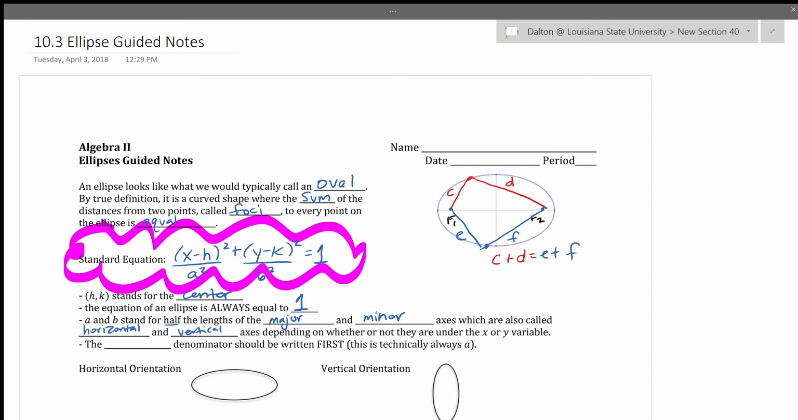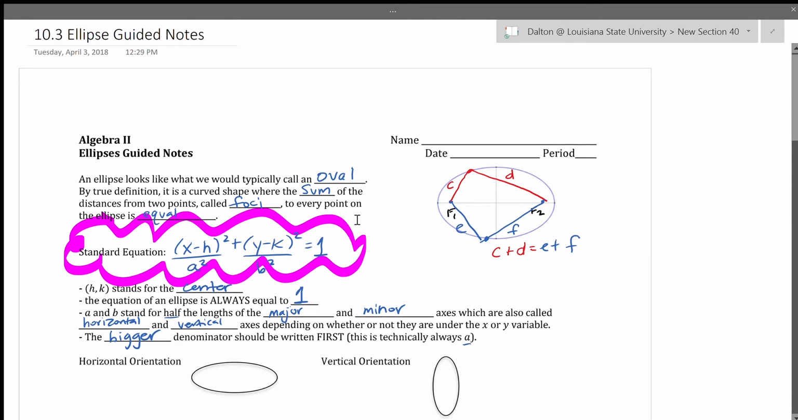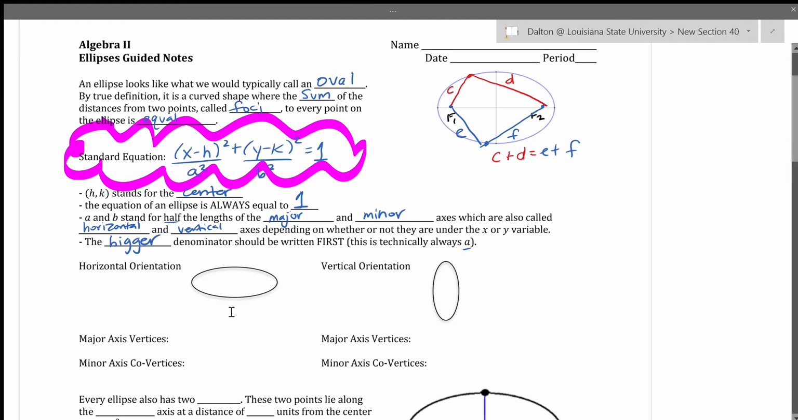Okay. Lastly, one of the most important pieces is that the bigger denominator, so a squared or b squared, should always be written first, and it's always going to be a that is first. So whatever number is bigger is first, and you'll see the difference in the two. As you could probably guess, we could have different orientations of an ellipse, and it doesn't even have to be limited to horizontal and vertical.